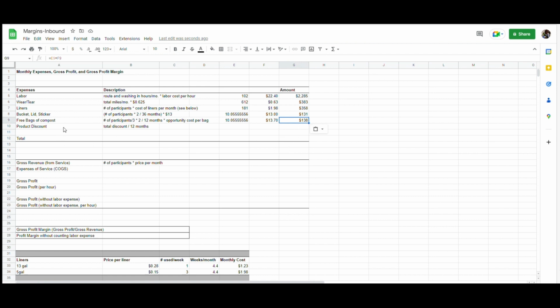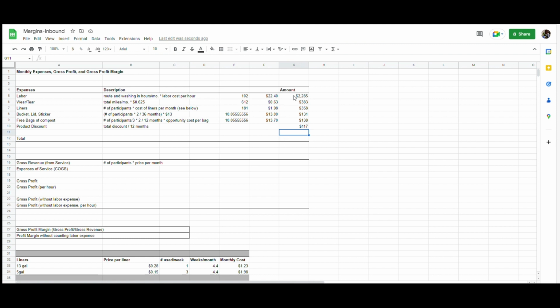Okay, the product discount. I also give away 50% off the next $100 worth that a customer would want to buy if they're participating in this service. And last year that turned out to be, let me look at my notes here, $1,409 that I gave away of compost. So I'm going to say equal to $1,409, but again, we want it on a monthly basis. So that, okay. Now, so these are the expenses.